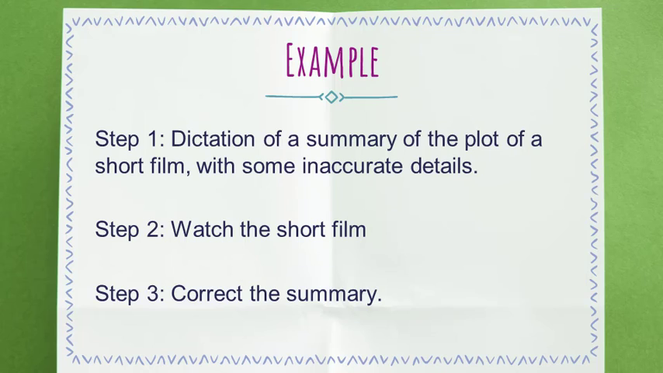The students don't know it yet because they haven't watched the film yet. All the students are supposed to do is write the summary word for word. That's the dictation part. And then the students are going to watch the short film. And then in step 3, the students work together to correct the parts of the summary that were inaccurate.